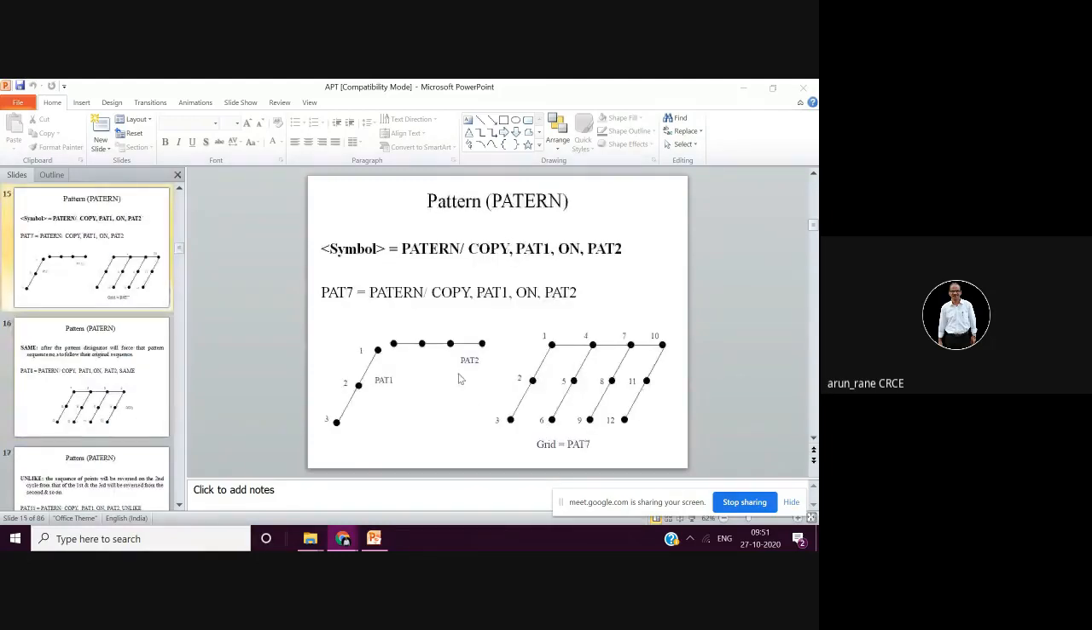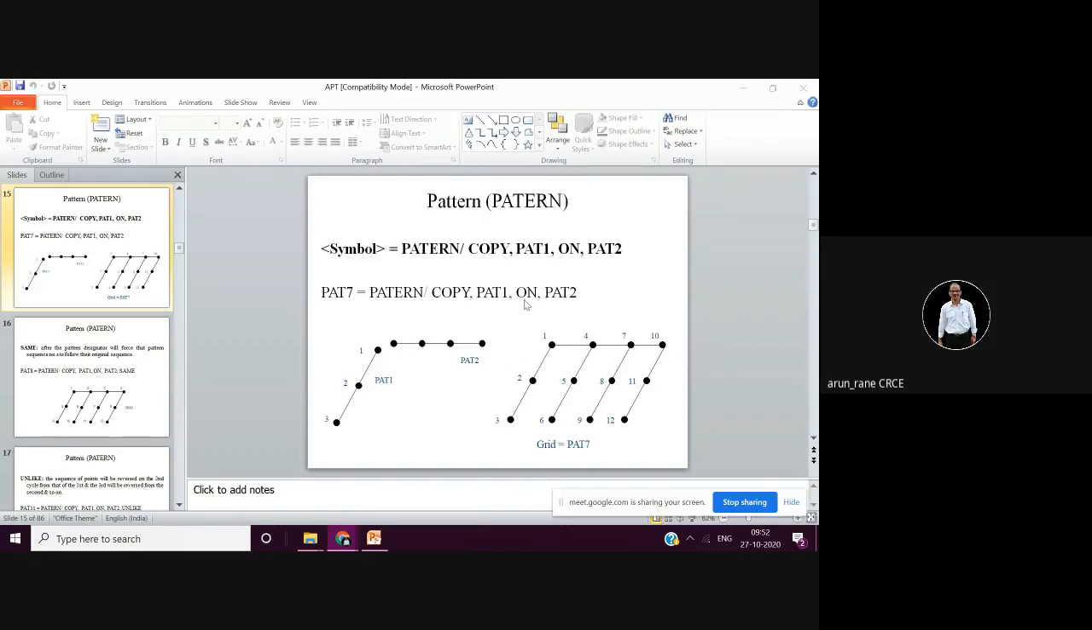Again, there are various types of patterns. You can also use the copy command, that is copy pattern 1 on pattern 2. This is what you have defined as pattern 1, and this is what you have defined as pattern 2. Now you can define another pattern, say pattern 7. So it is defined as copy pattern 1, that is this, on pattern 2. This is useful when there are a number of holes on a product.